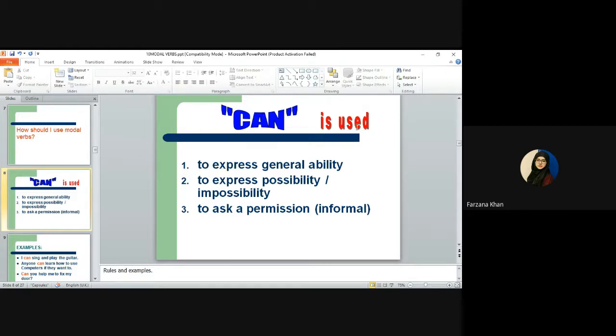Can is used basically to express general ability. Whenever you are telling your ability, or the ability of something or someone, you will use can. Another use of the modal verb can is to express possibility or impossibility. And can is also used to ask permission in an informal way.